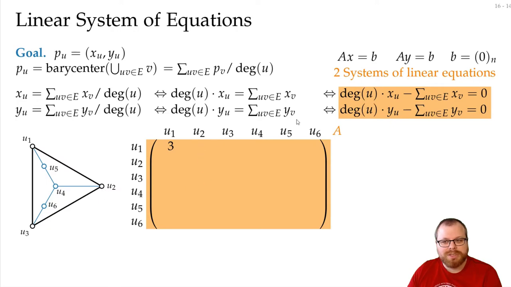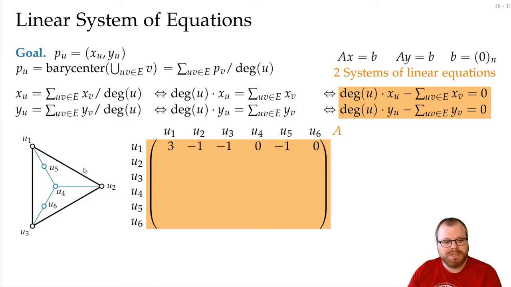u2 is a neighbor, so we have minus 1 times x2. u3 is a neighbor, so we have minus 1 times x3. u4 is not a neighbor, so we put a 0 here. u5 is a neighbor, so we have a minus 1. u6 is not a neighbor, so we have a 0. And the same we can do for all the others.